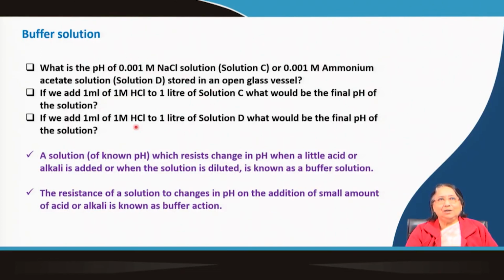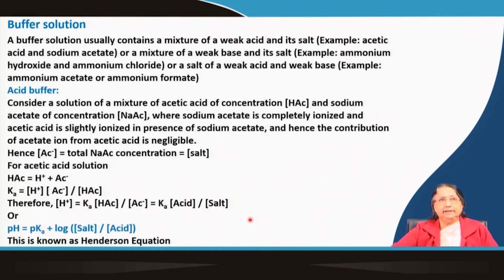So, when you add 1 milliliter of 1 molar HCl to this ammonium acetate solution, the pH will not change much. A very slight change may happen, but not like solution C. Solution C has changed a lot, but here it is a very slight change. That is why it is called a buffer solution and the buffer action. This has enormous application in analytical chemistry, environmental chemistry, and many process engineering. So, we have to know how it acts and what the mechanism is.